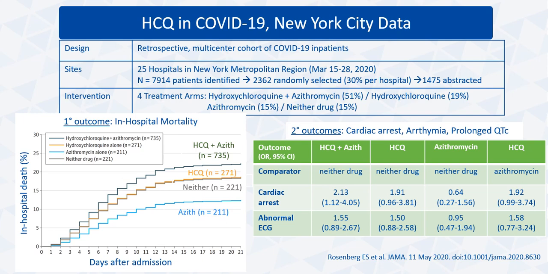There were 4 different treatment arms: a combination arm of hydroxychloroquine and azithromycin, that was about half of the patients, a monotherapy arm with hydroxychloroquine, 19% of the patients, azithromycin monotherapy, 15% of the patients, and then neither drug, which was another 15% of the patients.